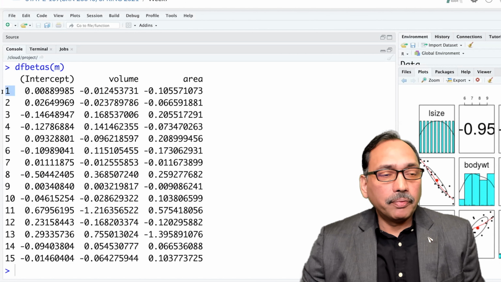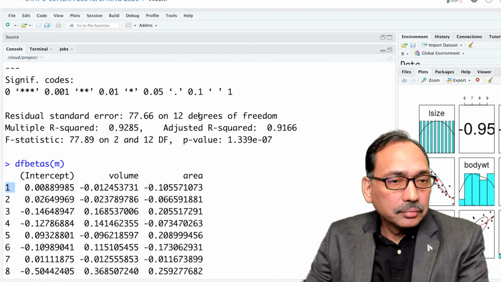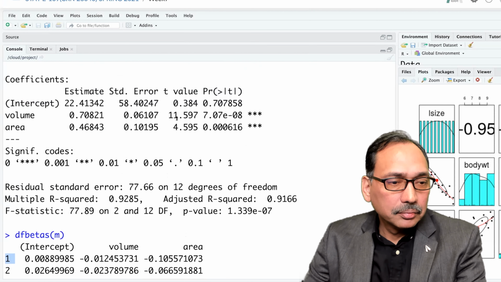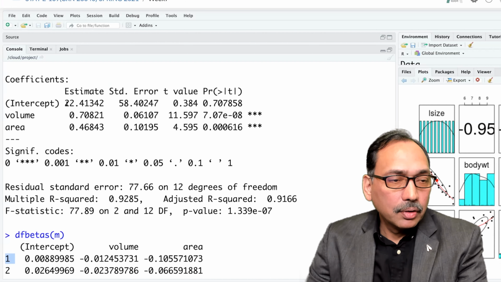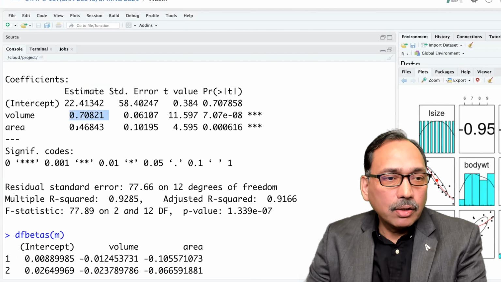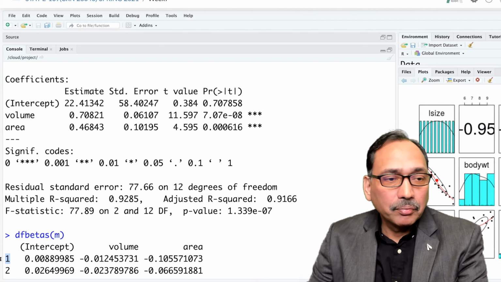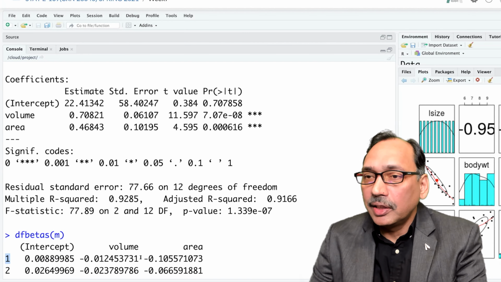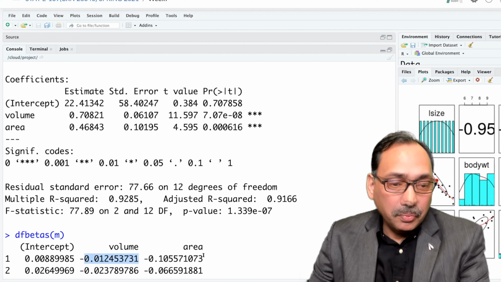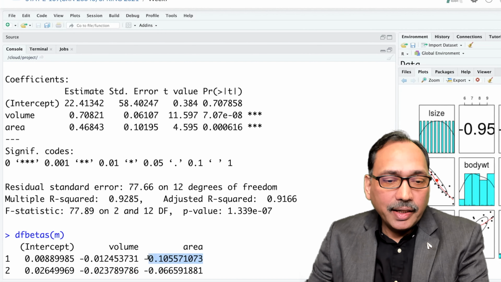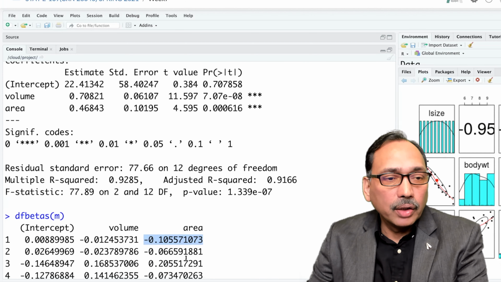For example, if the first data point is removed, you know this is with all the data. The change you get in the intercept is 0.008 after removing the first one. So it doesn't have a big impact. Volume gives you this much. And in the coefficient of area, the change is negative 0.1.